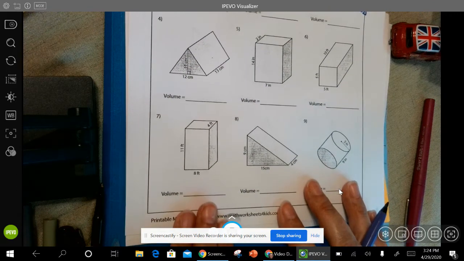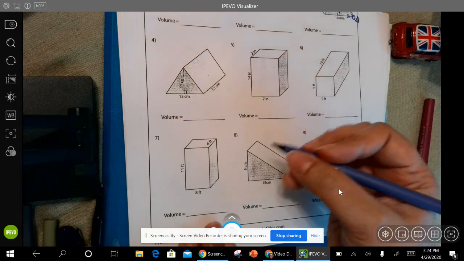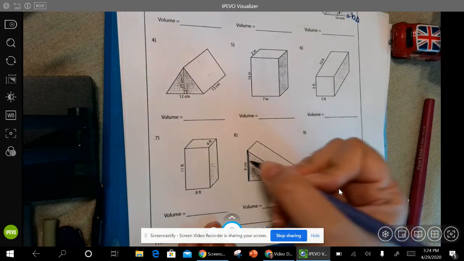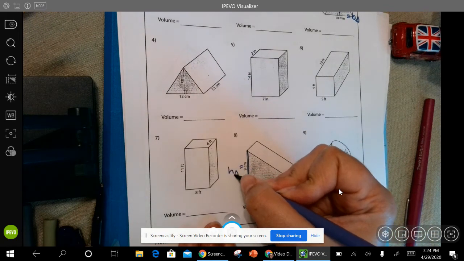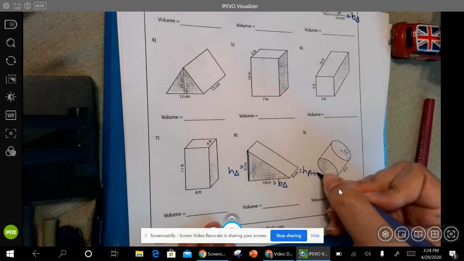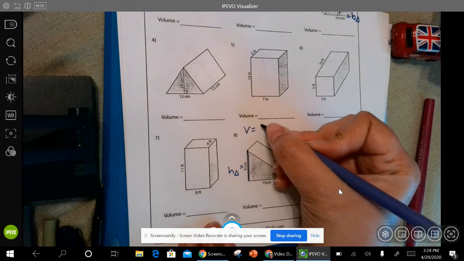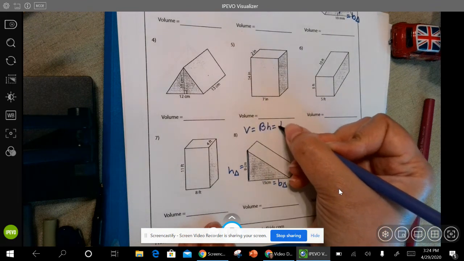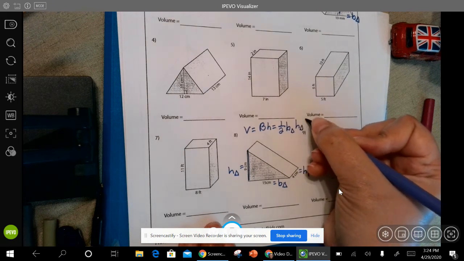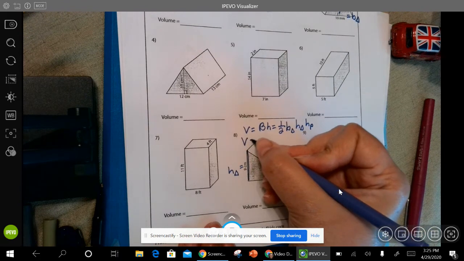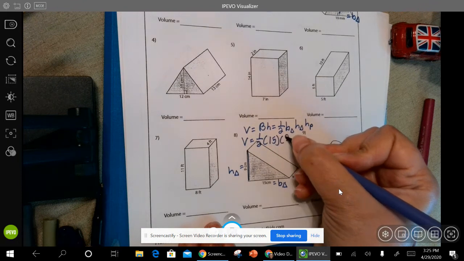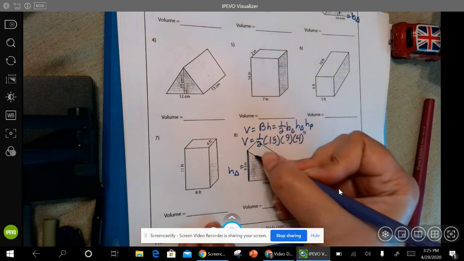Okay, so again, I'm going to actually go down here. So this one, again, this is our base of our triangle. This is the height of our triangle. This is the height of the prism. Again, volume is equal to the area of the base times the height. So 1/2 base of the triangle times the height of the triangle times the height of the prism. Oh, that's a lot. Okay, so 1/2 times 15 times 9 times 4.